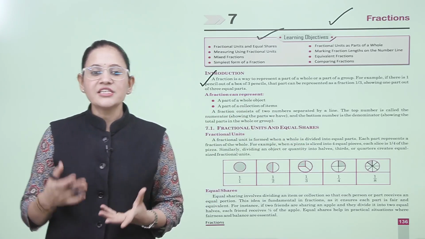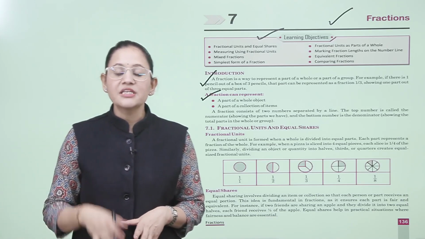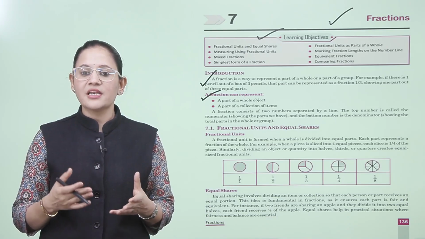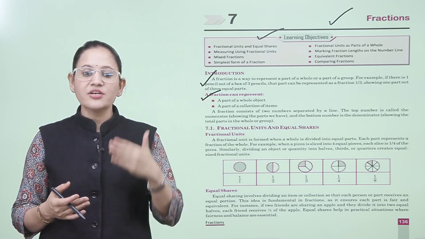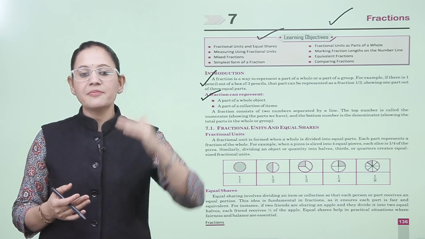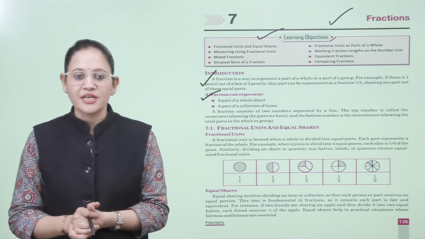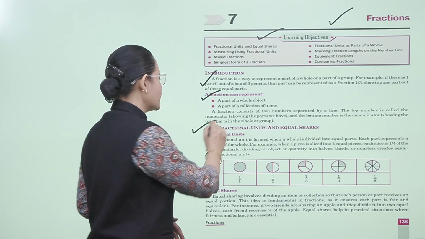A fraction can represent part of a whole object or part of a collection of items. A fraction consists of 2 numbers separated by a line. The top number is called the numerator, and the bottom number is called the denominator. The number above the line is known as the numerator, and the number below the line is known as the denominator.